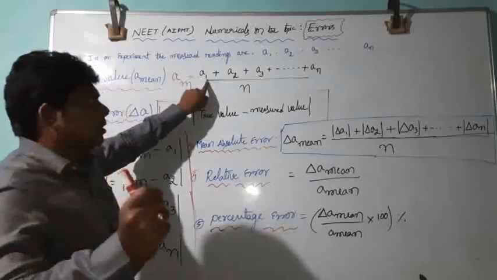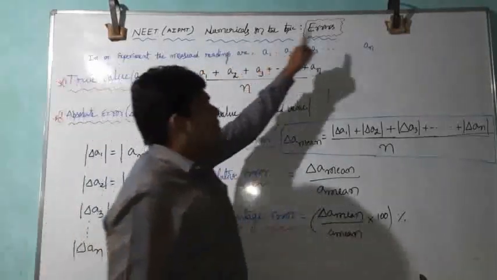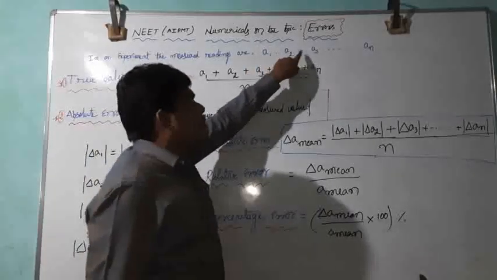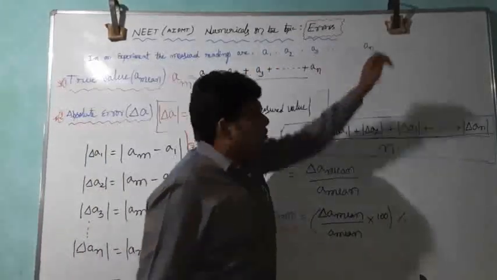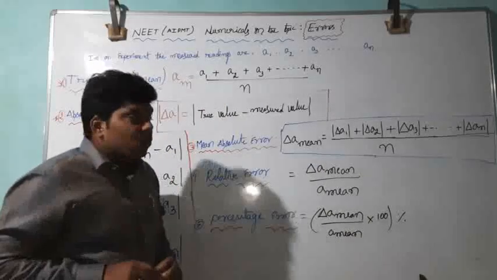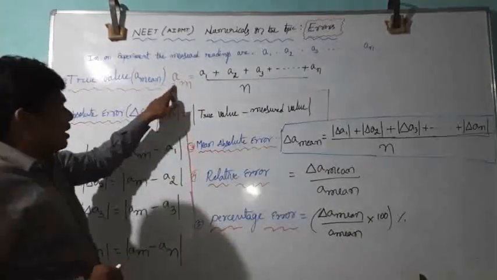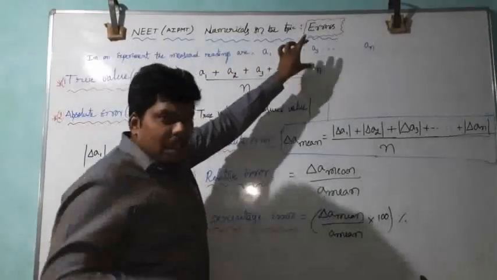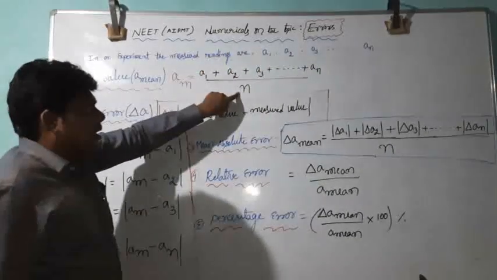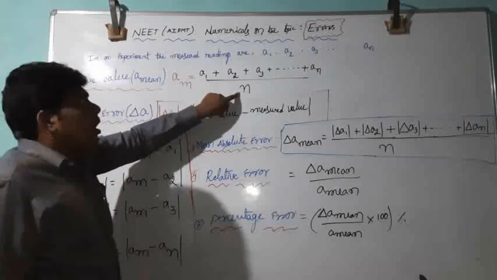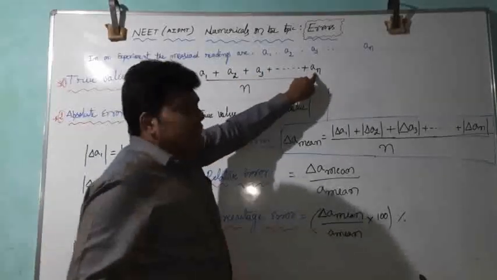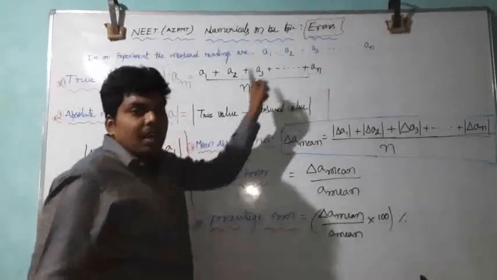If you have taken n number of readings, the first reading is A1, second one is A2, third one is A3, nth one is An. Now we have to measure the average. How to find the average? Add all the readings. Later, divide by the number of readings. How many readings have you taken here? n. So we have to divide by n.